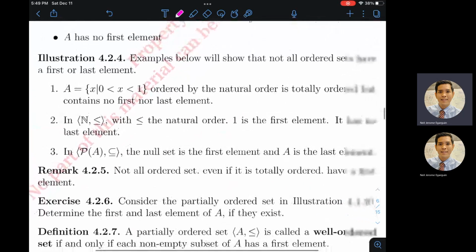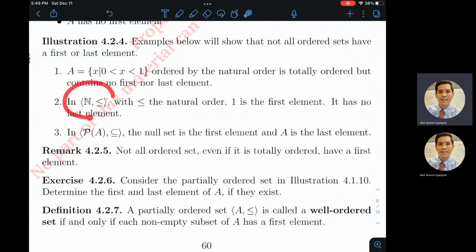Now, second example here is in this poset, the set of natural numbers together with the natural order less than or equal to. I think I need to make a correction here para maging consistent tayo. The set of natural numbers starts at 0. Ito yung sinabi na natin when we talk about PMI. And that will also be our convention when we talk about Peano's axiom next week, right? So 0 is the first element with the natural order. It's a total order, right? Less than or equal to is a total order in N. So there is a first element, si 0.